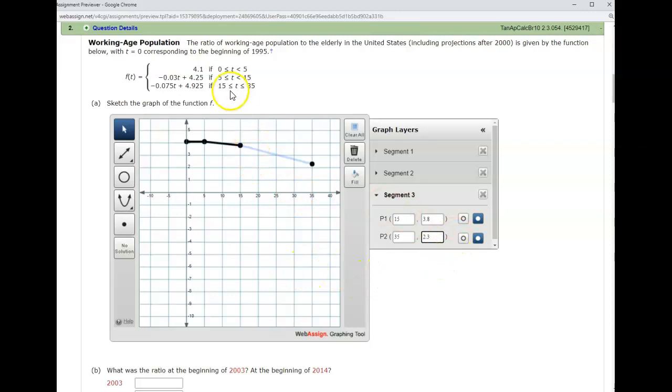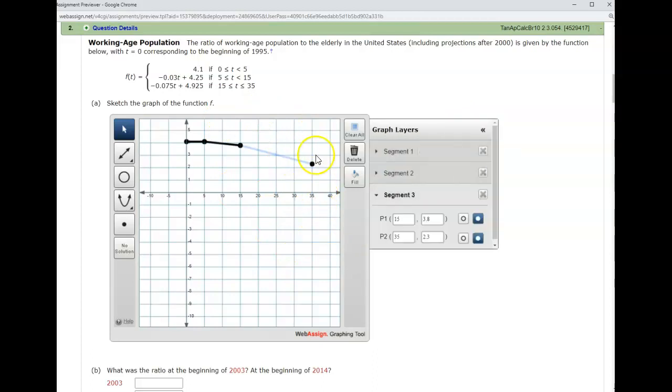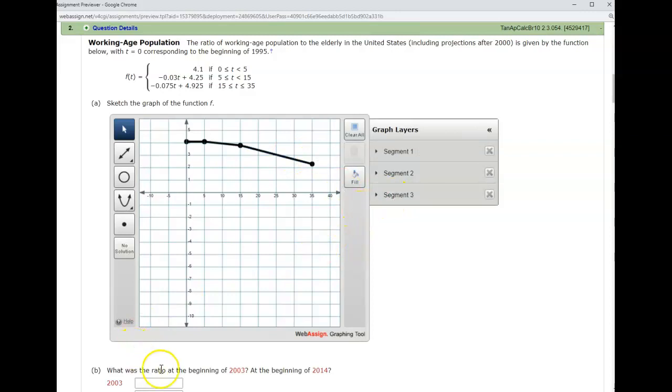I need both closed circles on both of them. So I need closed circles on both, so I'm good with that graph. So I'm done. So this should be the whole graph. That looks a little funny. Yeah, but that looks right. Oh, I just need to click the graph there.